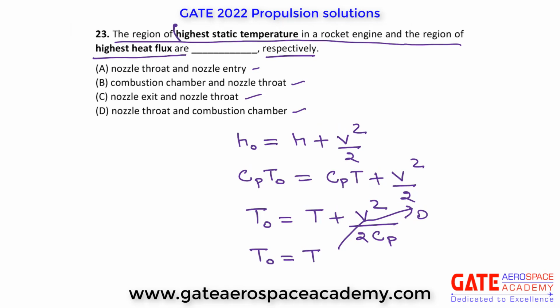So first is highest static temperature. So in option B, it is in combustion chamber, correct? So as velocity increases, static temperature decreases, correct? So highest will be inside combustion chamber and highest heat flux is at minimum area section, nozzle throat. So option B is correct.